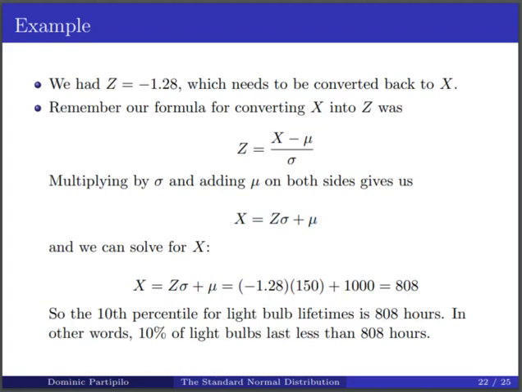And when we solve for x with all the inputs that we already have, we'll have negative 1.28, which was our z value, times 150, which was our standard deviation or sigma, plus 1,000, which was our mean, mu. And what we're going to get is 808. So the 10th percentile of light bulb lifetimes is 808 hours. Or in other words, 10% of light bulbs last less than 808 hours. And that's what the 10th percentile tells us.